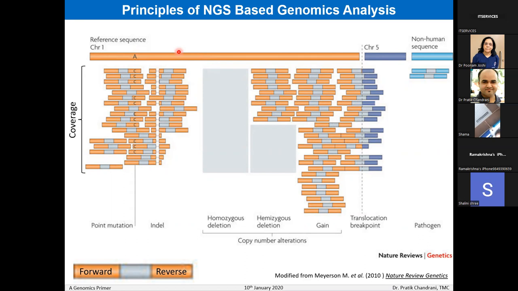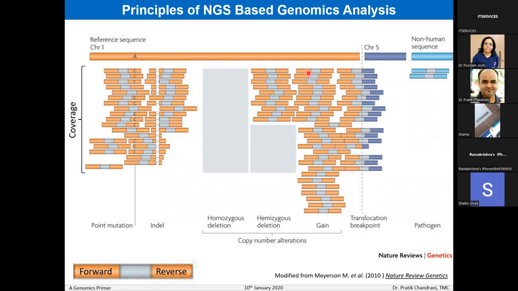Our reference sequence is GRCh for human, because the Genome Reference Consortium releases sequences for various different organisms. For human, it is called GRCh38, our latest version number as of now.